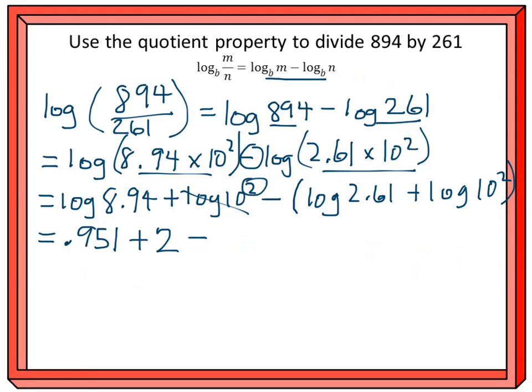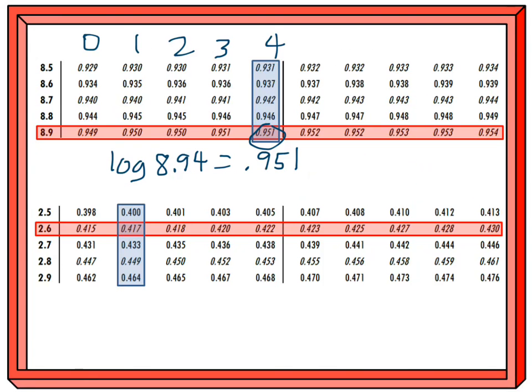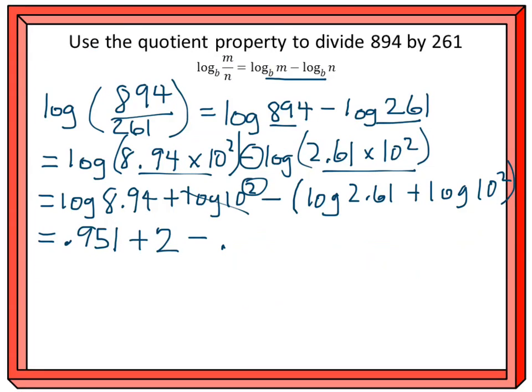Minus, now I need to find the log of 2.61. So again, I already have this highlighted. This is 2.61. It is 0.417. So the log of 2.61 is equal to 0.417. And then finally, I'm going to distribute this negative sign to this. So this is going to be a minus 2. And these 2's, they just cancel, right? A plus 2 and a minus 2.